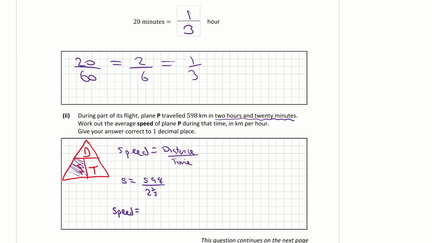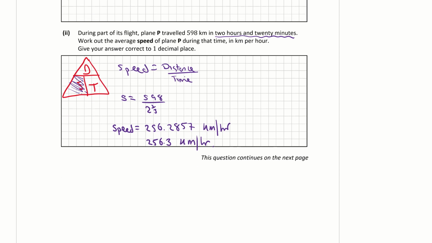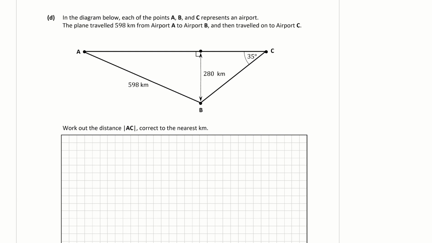So speed is equal to 598 divided by 2.33333, or 2 1/3, which is giving me 256.2857 kilometers per hour. The question wants it to 1 decimal, so 256.3 kilometers per hour. The 0.28 will round up to 0.3. Okay, this question continues on the next page, so we're not done yet.